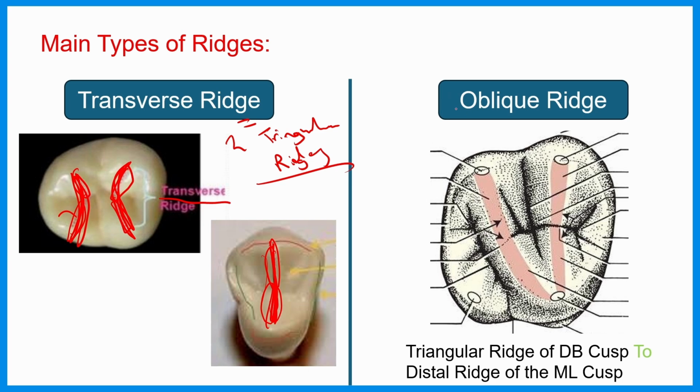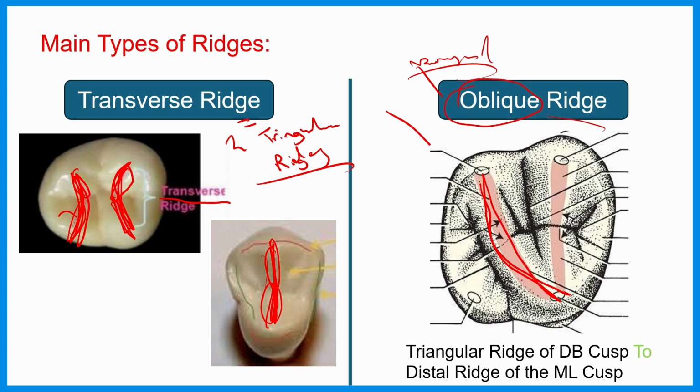Next, you've got an oblique ridge. Oblique means diagonal, and ridge refers to a linear elevation, so it's a linear elevation that goes diagonally. By the way, oblique ridges can only be found on maxillary molars. So this is an oblique ridge right over there. It goes obliquely. It's not even straight. This one is almost straight, a union of two triangular ridges.